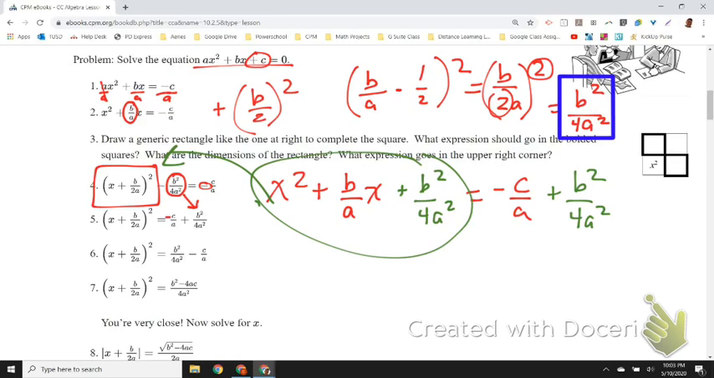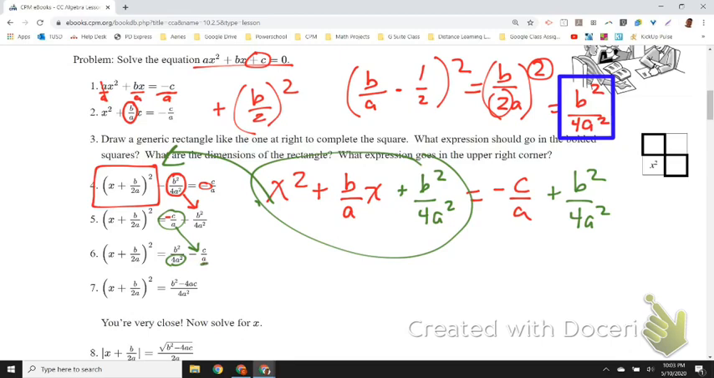Well, basically they rewrote that and put it at the end of that equation there, so that's really not going to change much. The next step, though, they're going to subtract those two fractions, and of course, when you subtract fractions, you have to have common denominators. The lowest common denominator here is going to be 4a squared.